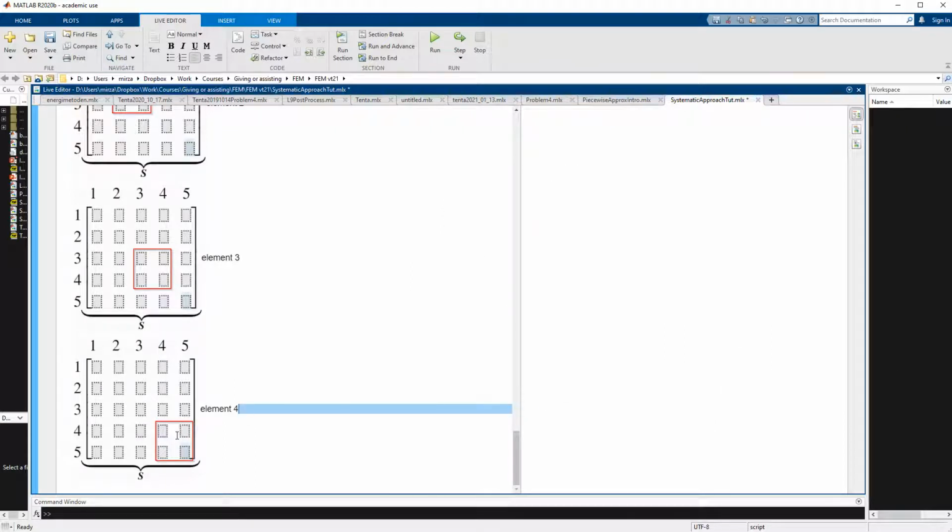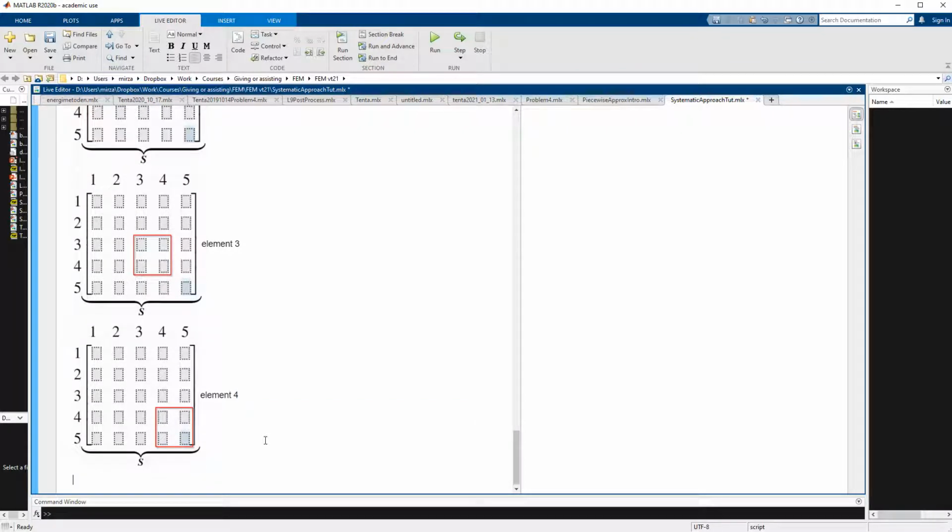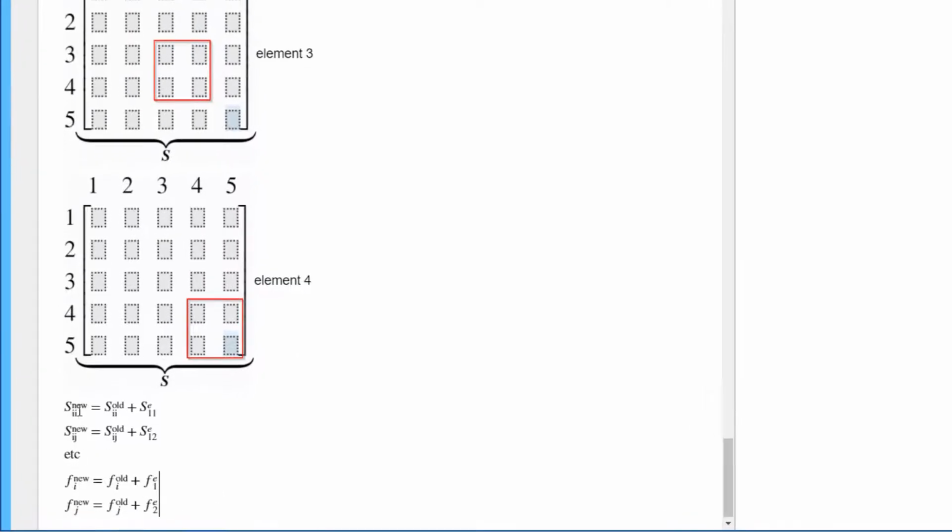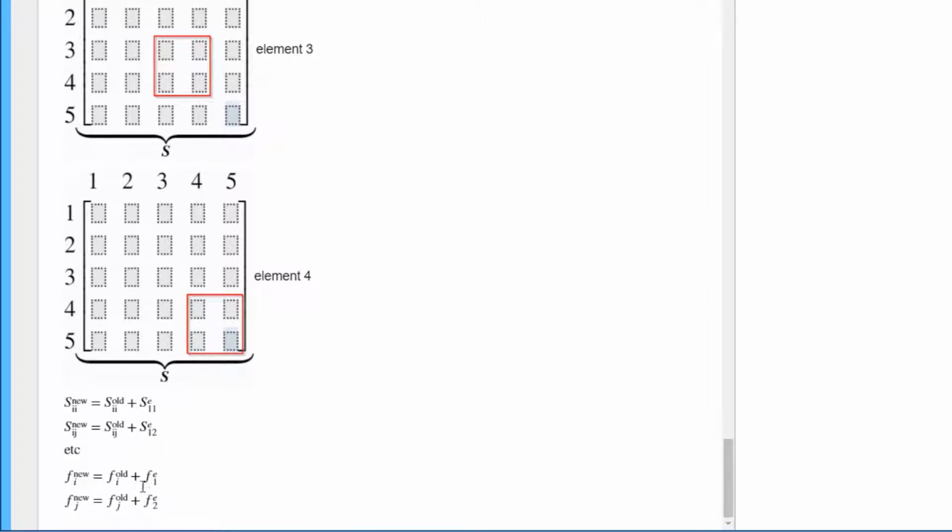So this assembly process, now as you have seen it graphically, can be expressed programmatically in this way. We have S new ii equal to S old ii, and then we add our element stiffness matrix SE11 to this. And for ij, we have the old ij, we have the new ij, and we add SE12 to that, and so on for the rest of the four. And for the load vector, it's simpler, because we just have 2 things. We have F new i equal to F old i, and then we add the first component of our element load vector to that. And for the other, we just have the other one at position j.